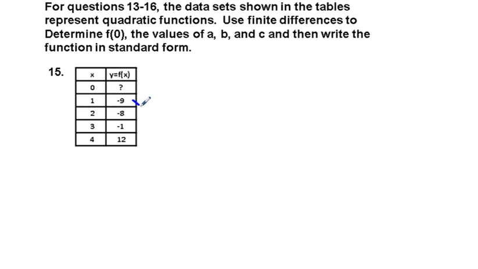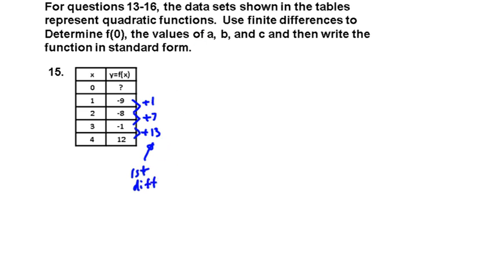Well, we have between negative 9 plus what equals negative 8. Well, that's going to be, you can say negative 8 minus negative 9 is going to be plus 1. And then we go ahead and say, okay, negative 1 minus negative 8, or the difference between those two, is going to be plus 7. And then finally, 12 minus negative 1 is going to be plus 13. Okay, again, these are the first differences.